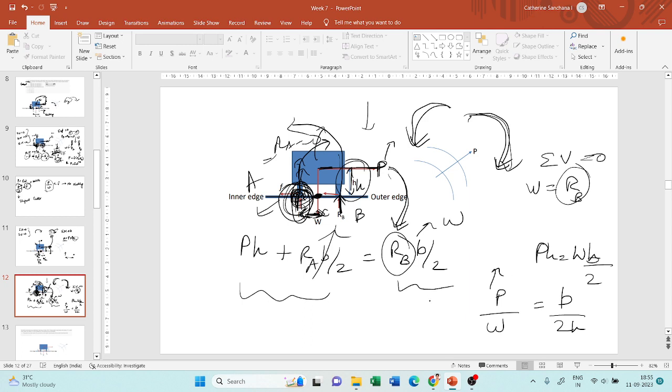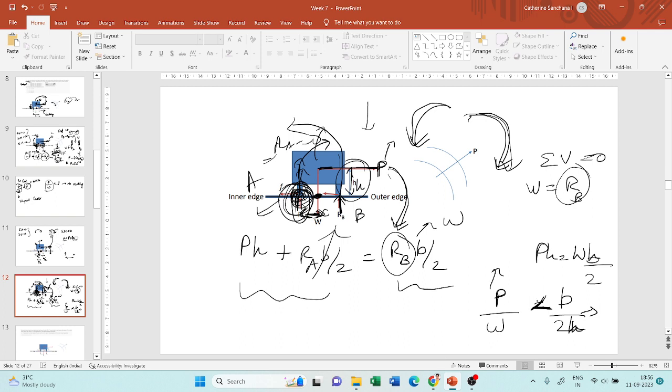Now you know that P is the force which is causing the vehicle to overturn and B by 2H is the resisting factor. This is what resists the vehicle from overturning. So if P by W is less than B by 2H, then there will not be any overturning.